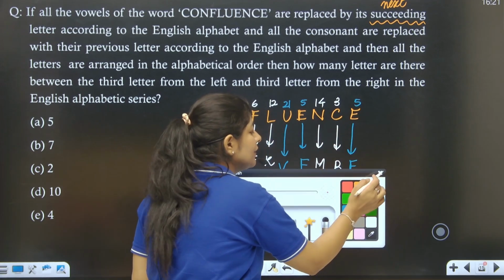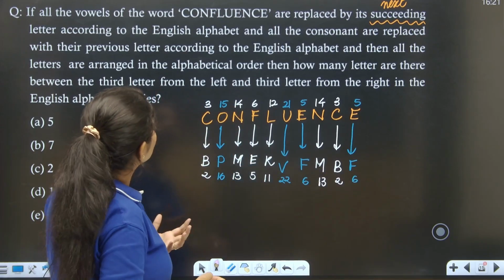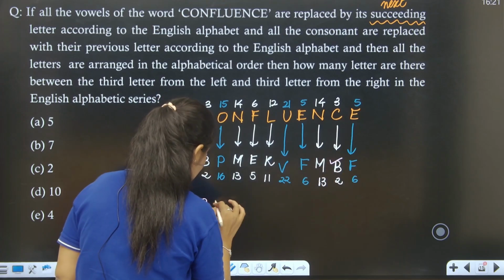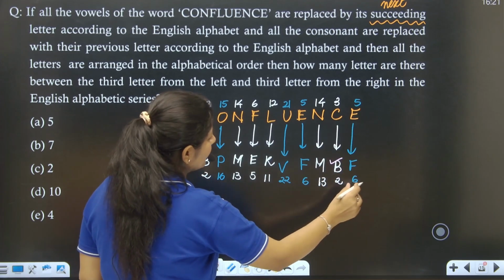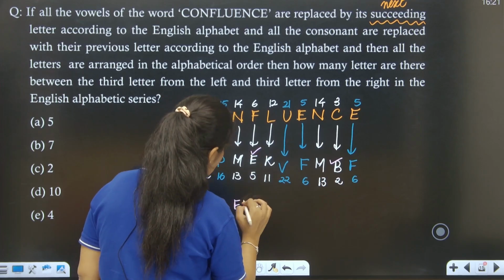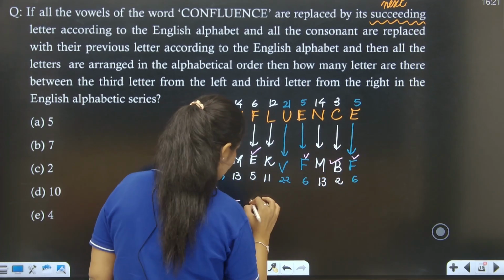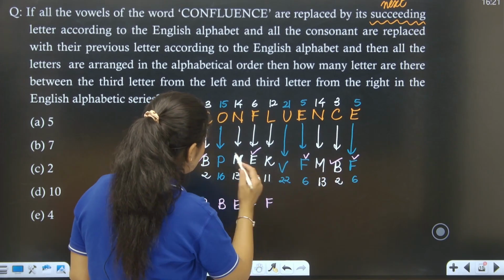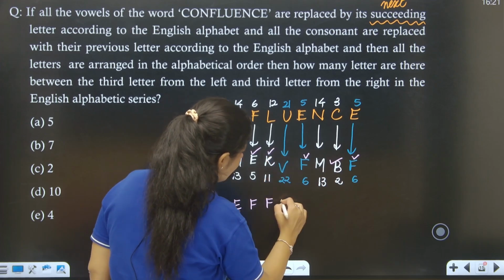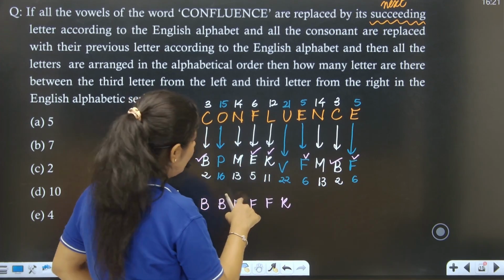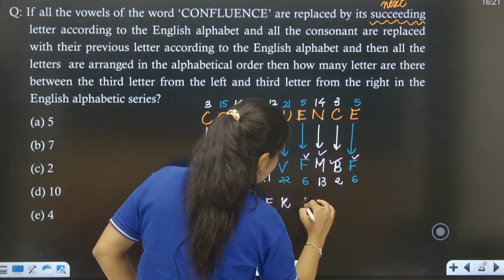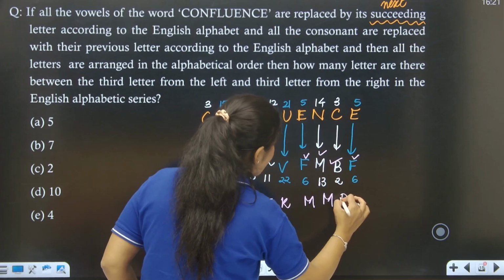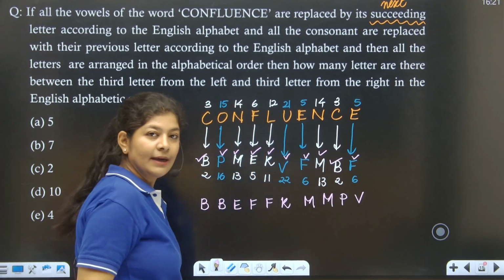Now the next step is to arrange them in alphabetical order. So B, B, B. After that we have F and F. After that we have K. After that we have M, M and M. After that we have P, and in the last we have V. Right, this is the way.